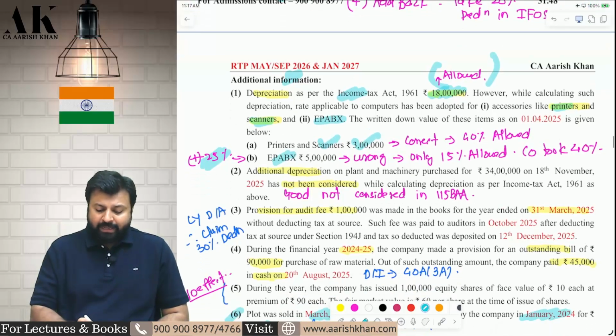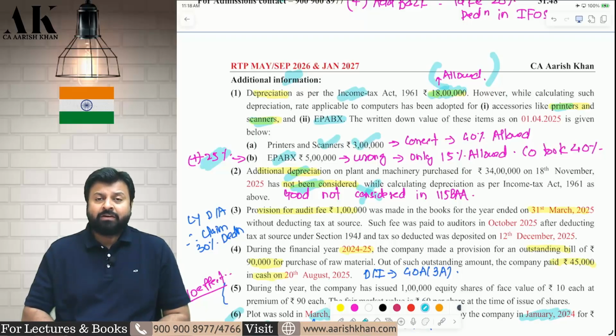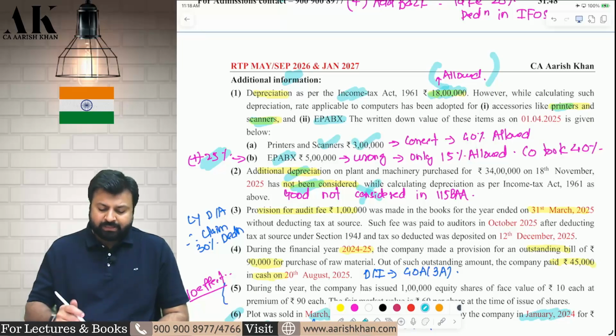Next one, additional depreciation you have not considered. Good enough, you have not considered additional depreciation because in 115BAA additional depreciation is not allowed. Therefore, it is better that you have not considered what? Additional depreciation. I hope it is clear to all of you.